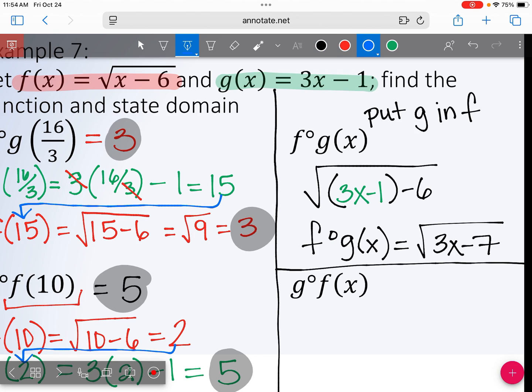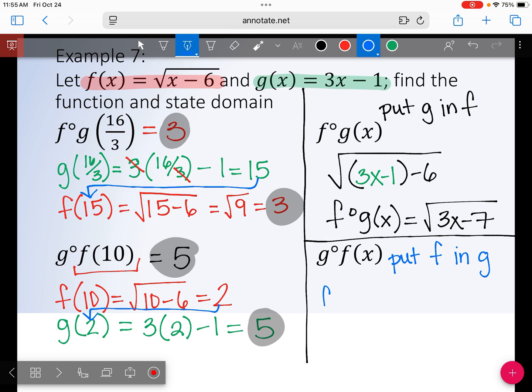So the second one is saying put f in g. So my g function says, let me write it not f, g open circle f of x. So g says 3 times something minus 1. And then inside of that parentheses, I'm going to put the square root of x minus 6.